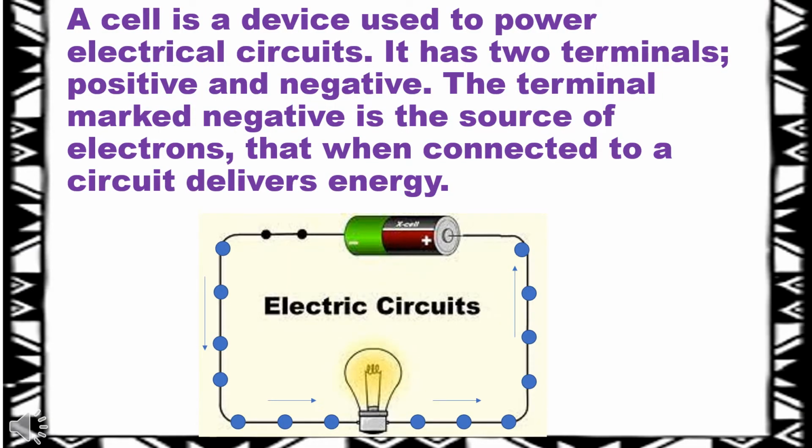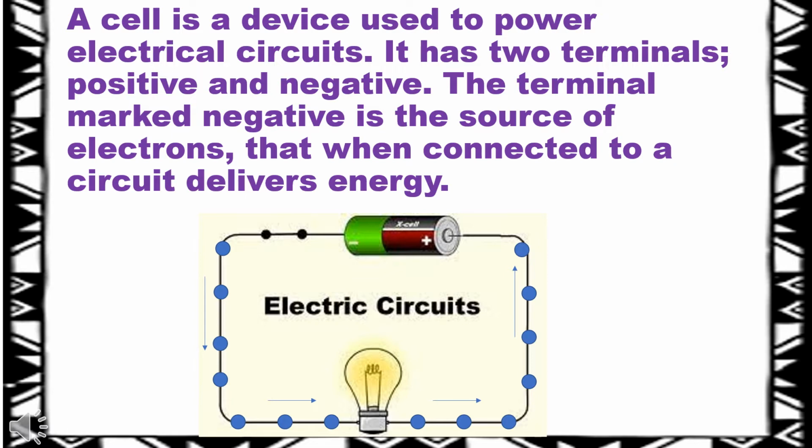As we discussed, a cell is a device used to power electrical circuits. It has two terminals, positive and negative. The terminal marked negative is the source of electrons. That is, when connected to a circuit, the electrons will start moving from the negative terminal towards the positive terminal.